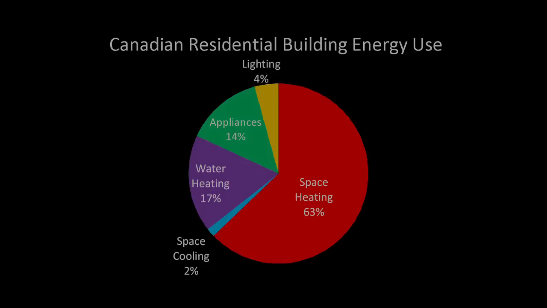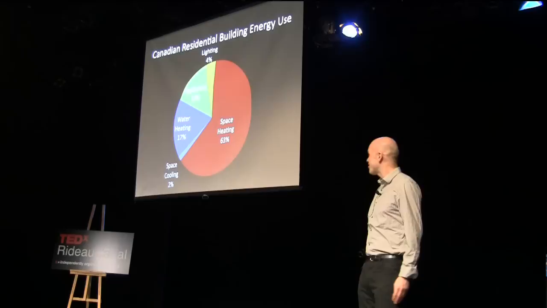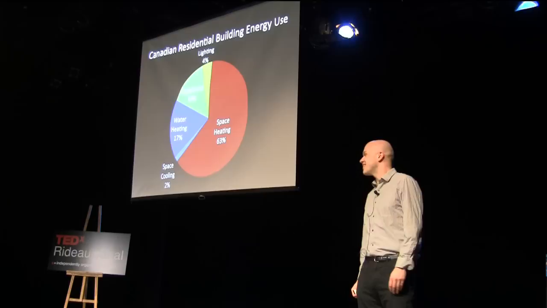Just to give some context to the issue, this is a picture of energy use in houses in Canada. And you can see that fully two-thirds of energy goes to space heating, another sixth is for water heating, and the rest is for appliances, lighting, and space cooling. This is actually good news because heating is a very low-grade form of energy, and also we know how to solve this problem fairly easily. We can add insulation to our buildings, we can improve air tightness, and we can improve our windows.